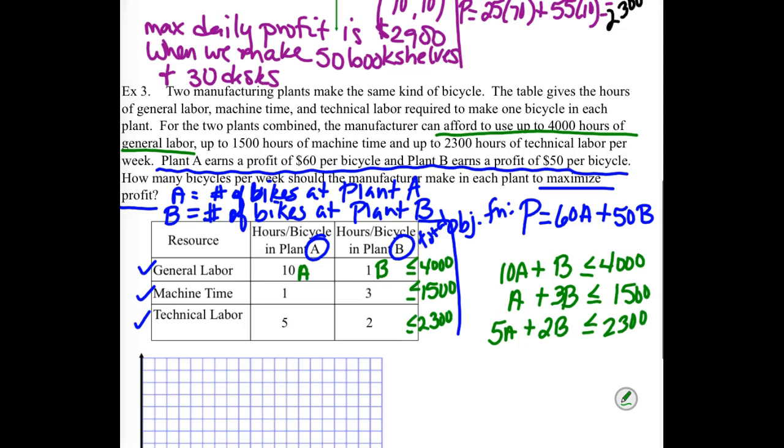Are there any implied constraints? Can I make negative bikes? No. So I have to add in those other two. A has to be greater than or equal to 0. B has to be greater than or equal to 0. So I technically have 5 constraints that I have to think about. Questions on how we set that up?